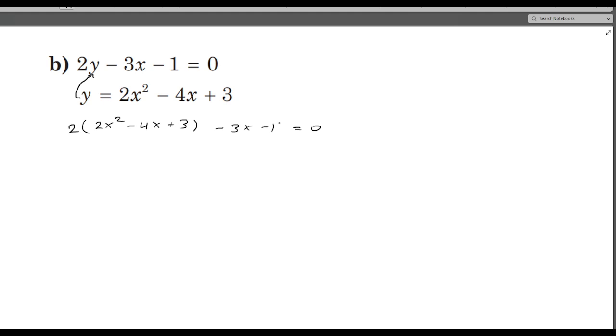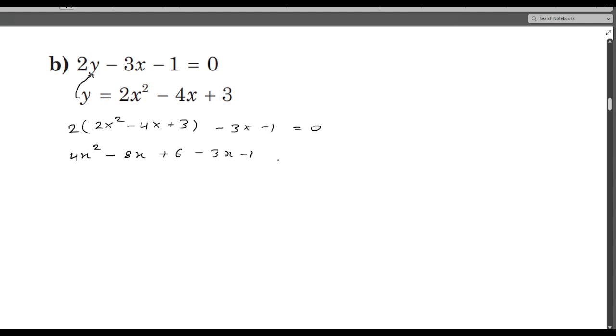As the value of y is given directly in the second equation, it is easy for me to substitute in the first equation. Now let us open the bracket. So this gives me 2 times 2x square is 4x square, minus 2 times 4x is 8x, plus 2 times 3 is 6, minus 3x minus 1 is equal to 0. Therefore, 4x square, minus 8 minus 3 is minus 11x, plus 6 minus 1 is plus 5, is equal to 0.